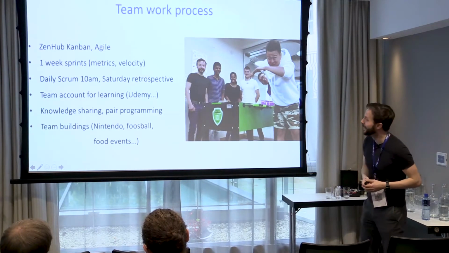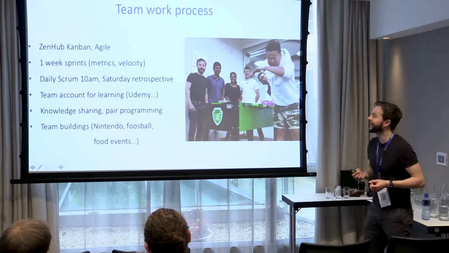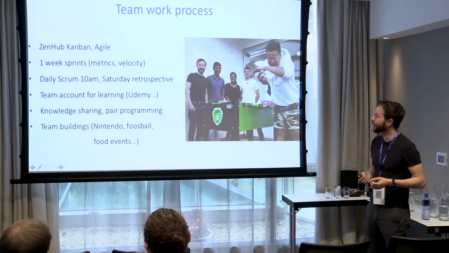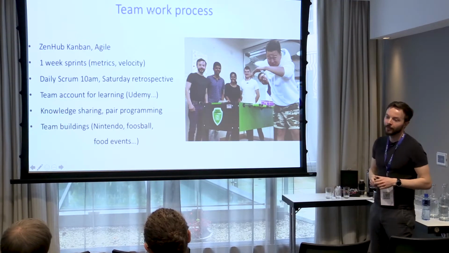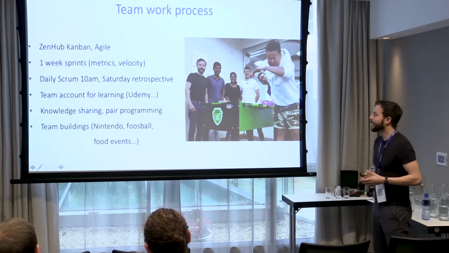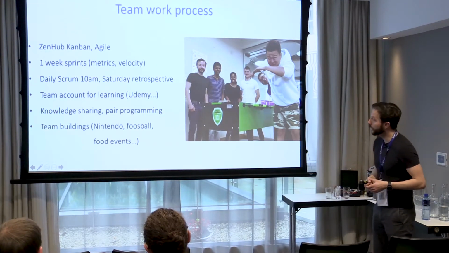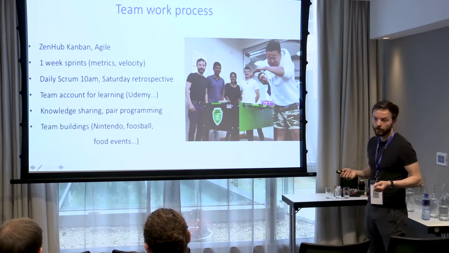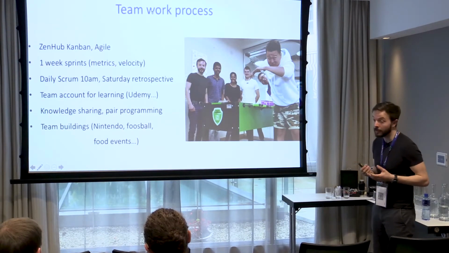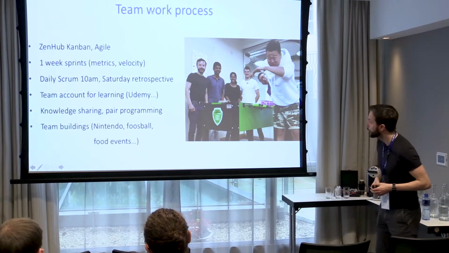OK, here's the team. So we used ZenHub, Kanban, Agile. We had 1-week sprints. We did lots of metrics and velocity, and daily scrums at 10 a.m. in the morning. Some of us actually work full-time. Part of the team was full-time students. So that was really a huge challenge. How do we work together?